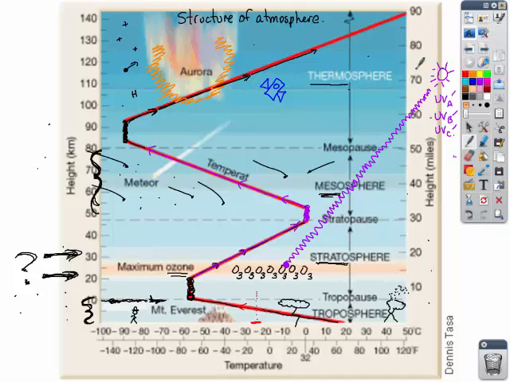In the stratosphere you have the ozone layer. In the mesosphere is where meteors are burning up. And in the thermosphere, at the edge of space, you have our satellites and our International Space Station and the Aurora Borealis. Okay, so hopefully that makes sense to you.